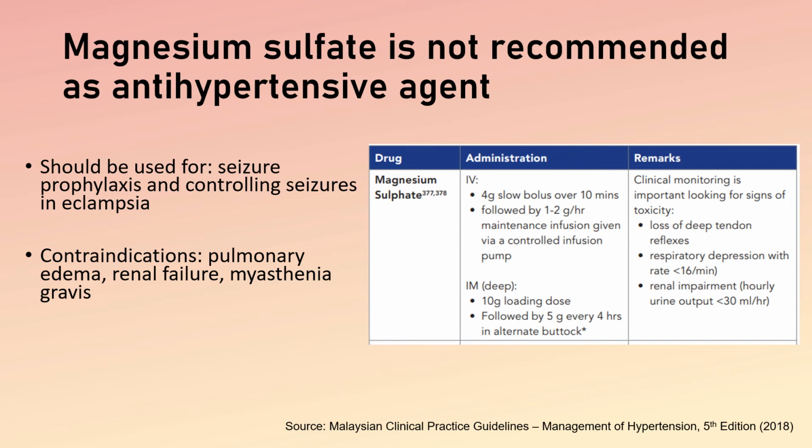health clinics to be given via the IM route, on which we would start with a 10-gram loading dose followed by 5 grams every 4 hours in alternate buttock if the patient hasn't arrived in the hospital. It is important for us to monitor and look for signs of toxicity, which we will be going through later.